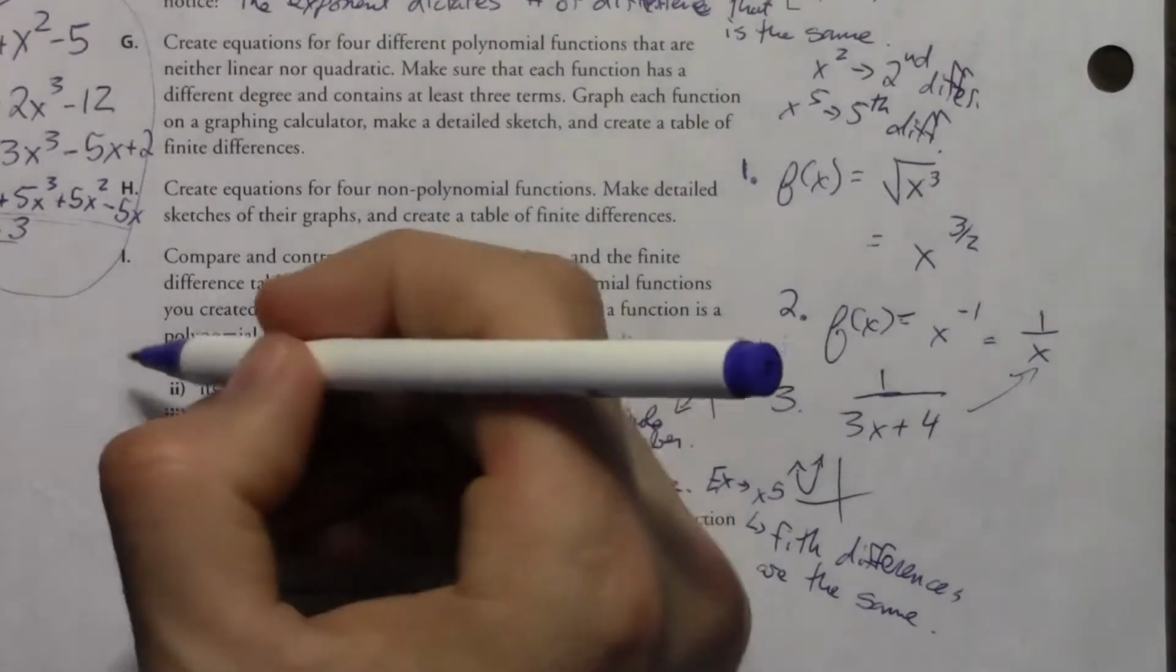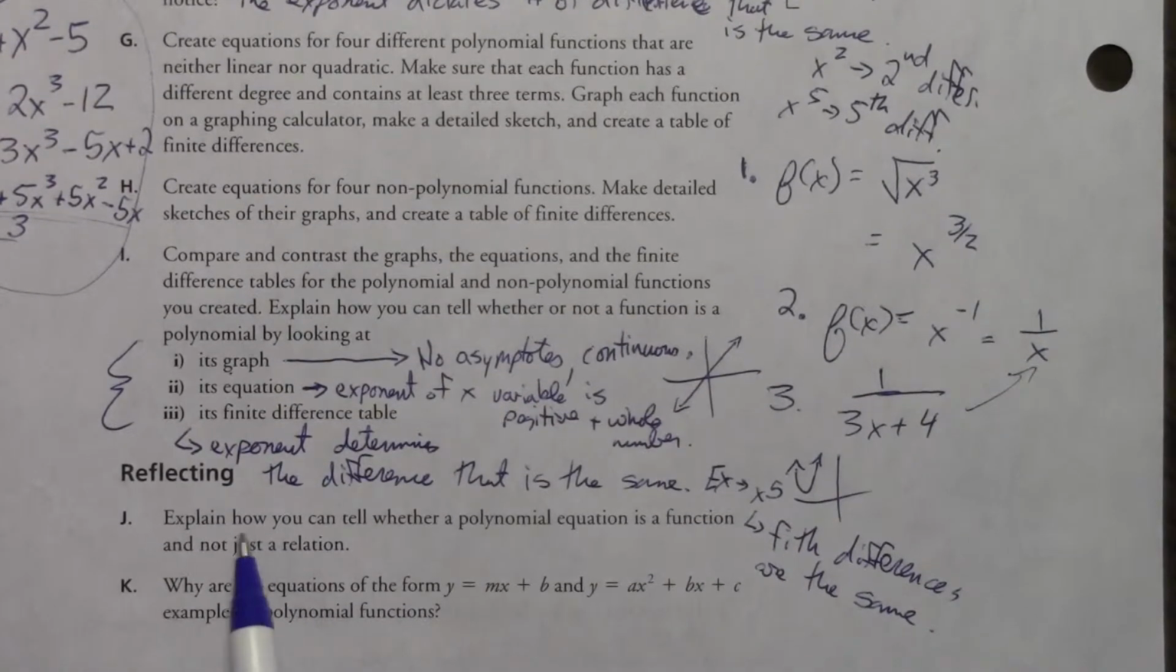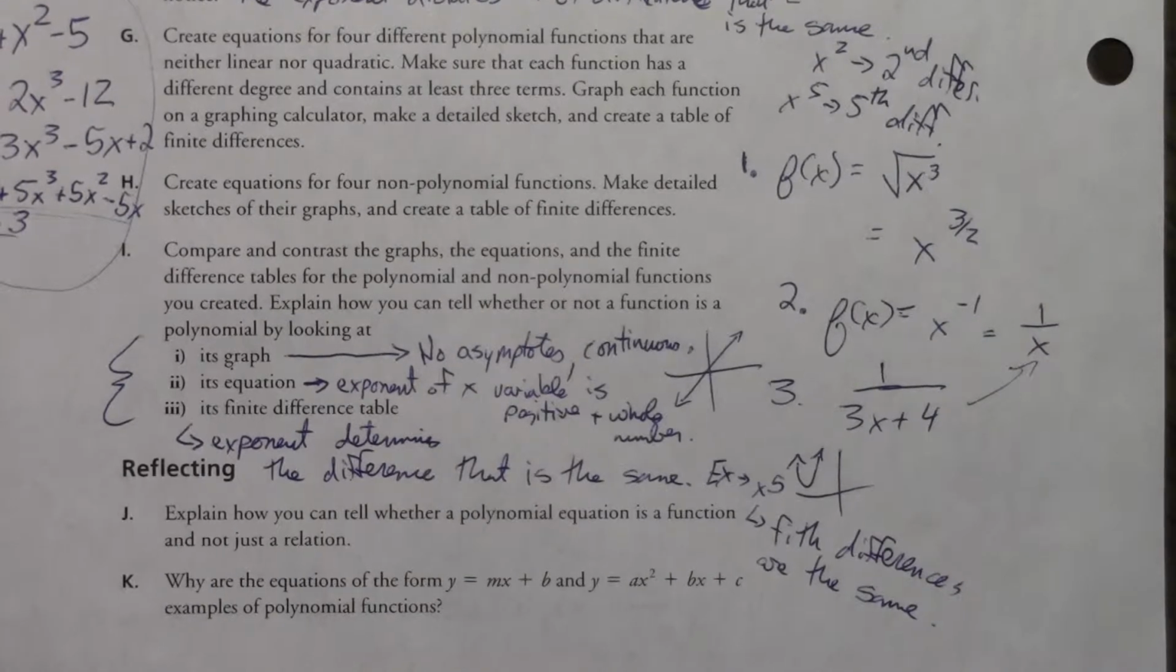Those are kind of like a summary of our whole lesson there. That's the 3 things we learned. Explain how you can tell whether a polynomial equation is a function and not just a relation.